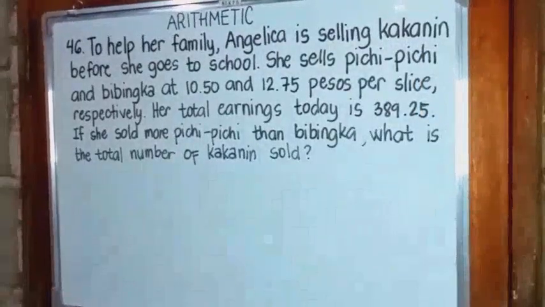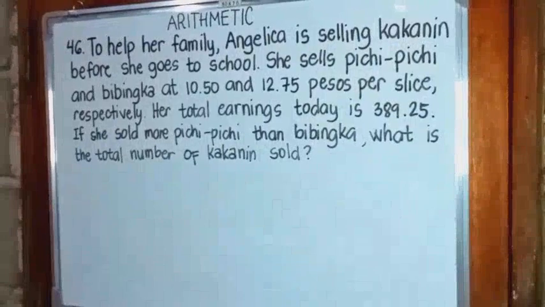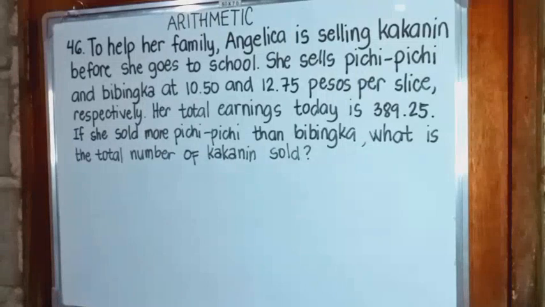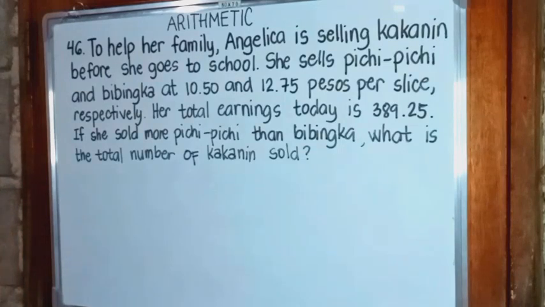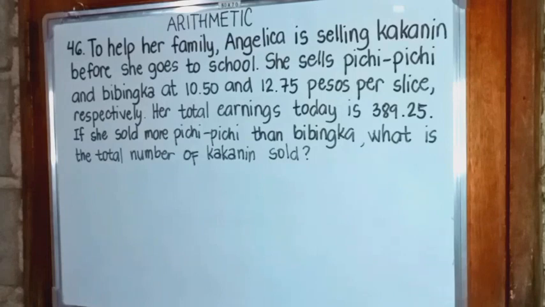Item number 46. To help her family, Angelica is selling kakanin before she goes to school. She sells pichi-pichi and bibingka at 10.50 and 12.75 pesos per slice, respectively. Her total earnings today is 389.25. If she sold more pichi-pichi than bibingka, what is the total number of kakanin sold? The problem here is to find the total number of kakanin sold by Angelica.